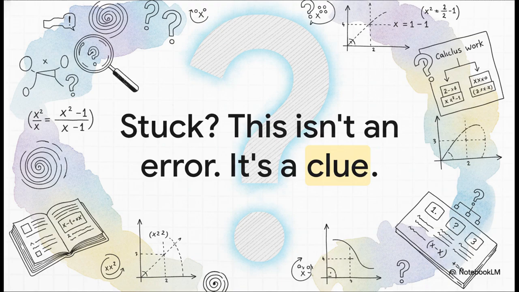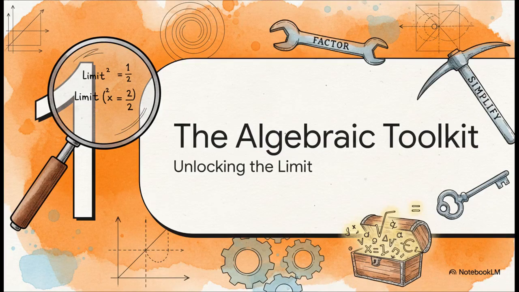Think of it like a signal from the function. It's basically telling you, hey, hold on, there's something more interesting going on here. You just need to do a little bit of algebraic detective work. And of course, for any good detective work, you need the right tools. So we're about to open up our algebraic toolkit for limits. This is a set of really powerful techniques designed for one specific job, to solve that 0 over 0 mystery and find the real limit hiding underneath.